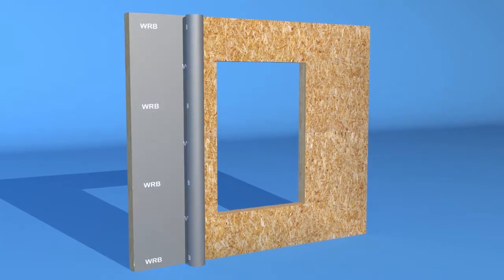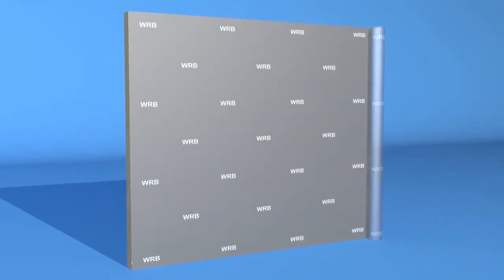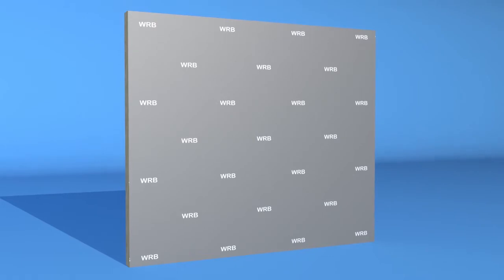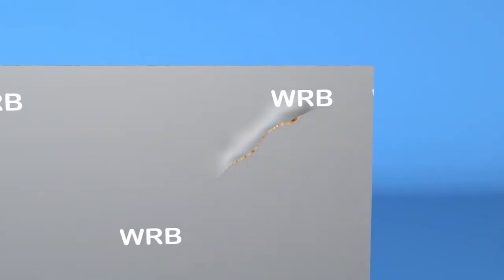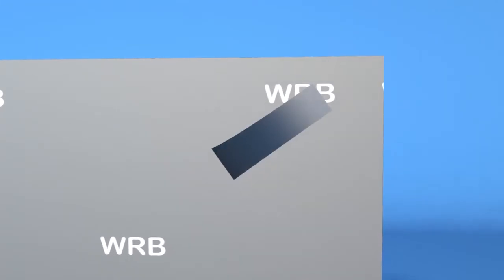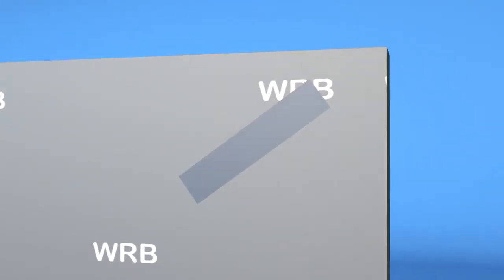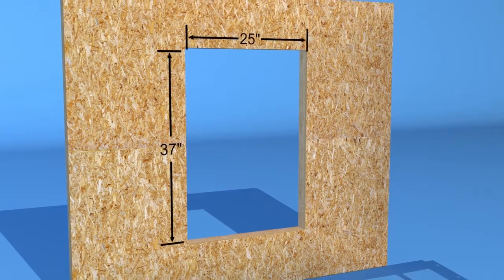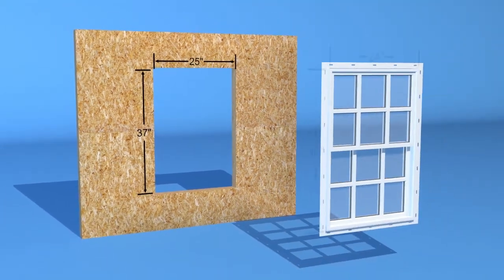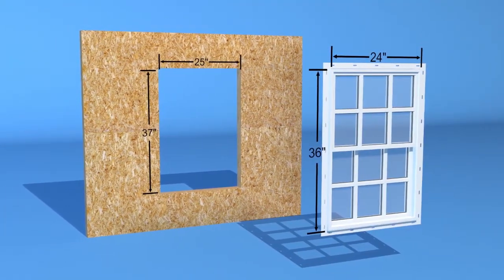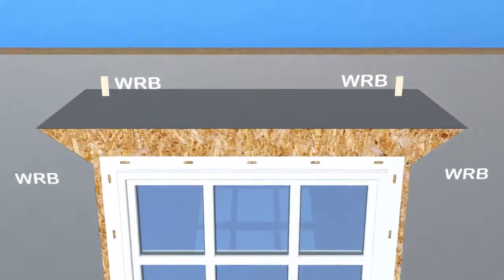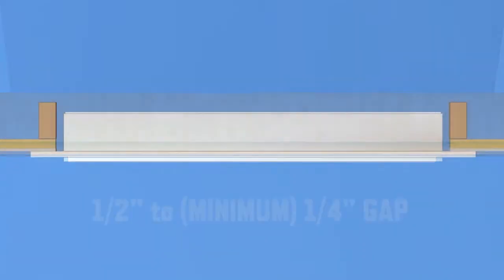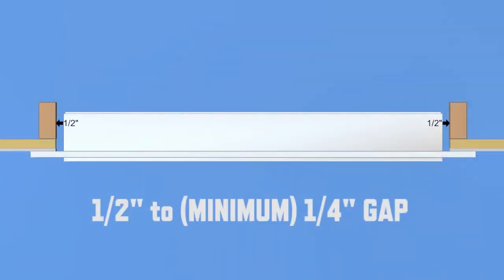Check that the weather-resistive barrier or house wrap has been installed according to the manufacturer's instructions. Tape and repair any tears or holes. Improper installation of the house wrap can lead to air and water leakage around the window opening. Make sure the window rough openings meet the required dimensions for window size as per window manufacturer's instructions. For proper installation of window insulating foam, it is required to leave a 1/2 inch to minimum 1/4 inch gap between the window and rough opening.